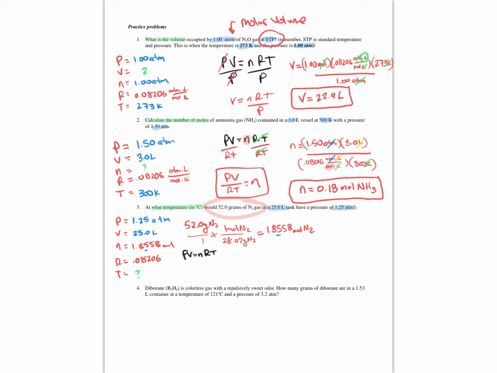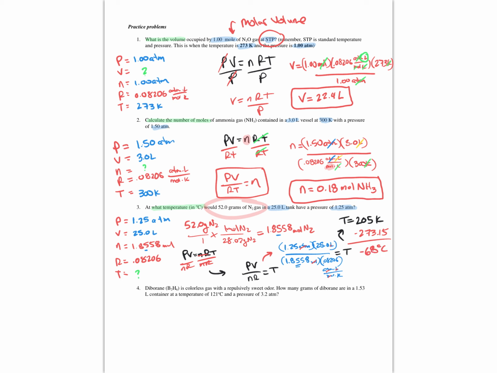Now I'm going to take my PV equals nRT equation and put it in terms of T, which will be PV over nR equals T. Input my values and solve. All my units but Kelvin cancel out, so my temperature will be in Kelvin, and that turns out to be 205 Kelvin.